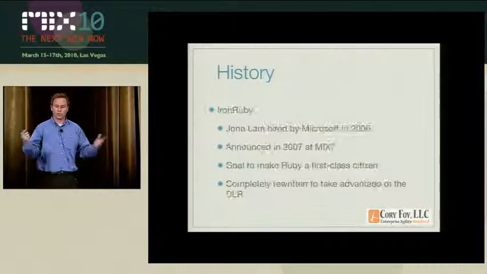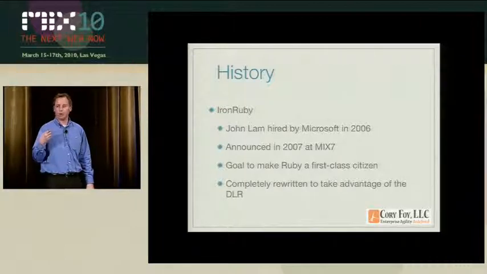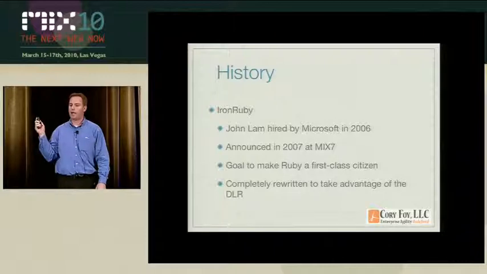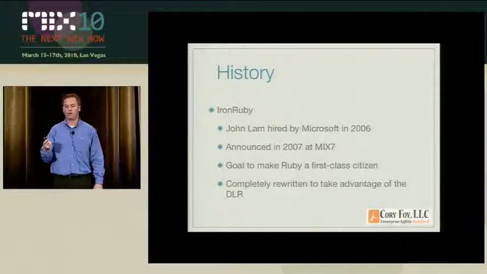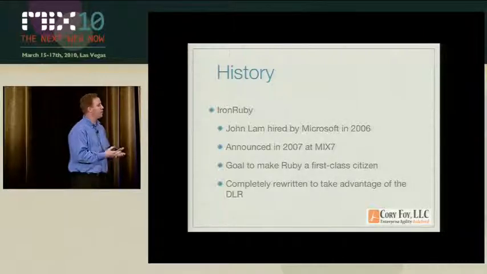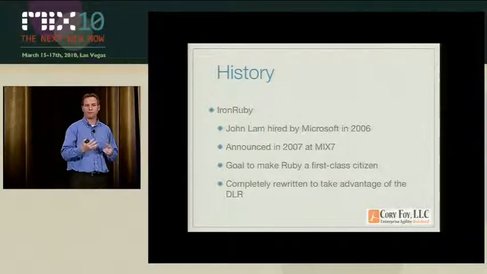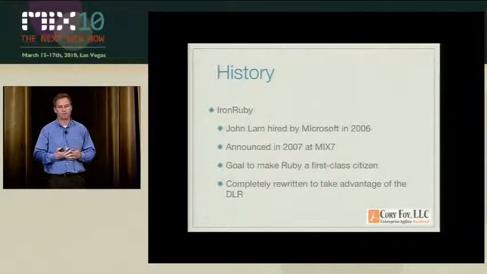And one of those, of course, and why we're here, is IronRuby. IronRuby was founded by John Lamb. He was hired by Microsoft in 2006, and they announced IronRuby in 2007. The goal really here was to make Ruby a first-class citizen, and he rewrote his Ruby CLR project from scratch to take advantage of the DLR.